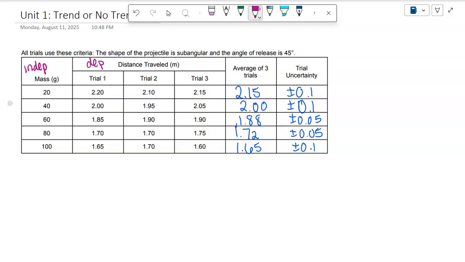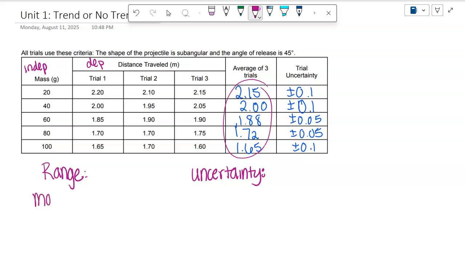Whenever we're doing trend or no trend, we are comparing the range and the uncertainty. So let's go ahead and try to find that. So our range, we remember, is we look at our averages, we take our largest average value and subtract our smallest. So max average minus min average.